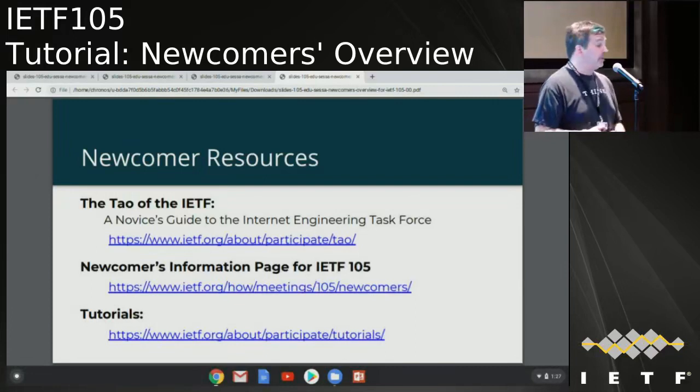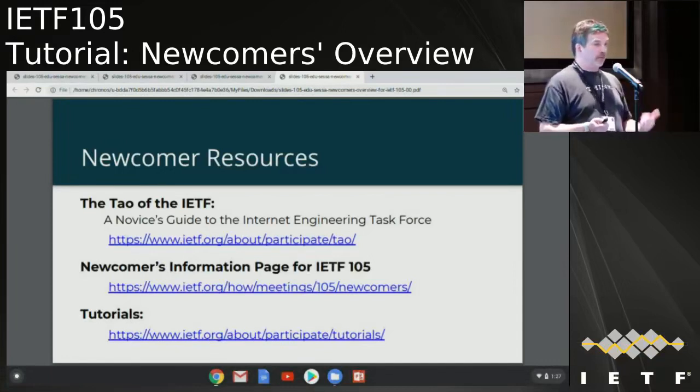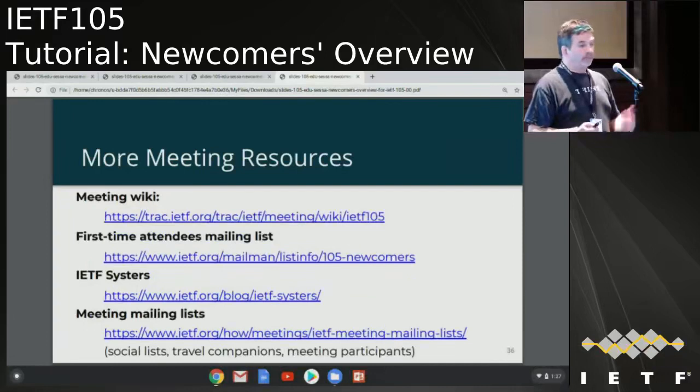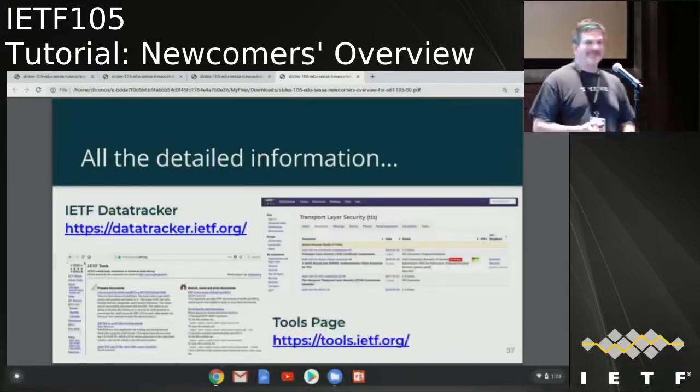There's a specific newcomers page for this IETF, and there are also the tutorials, which are all available, not just the newcomers, but going back in time, as we said, how to write, how to bring new work in, how to write an RFC, and so on. Get more meeting resources. All of these are available in the slides, which are on the data tracker. Next slide.